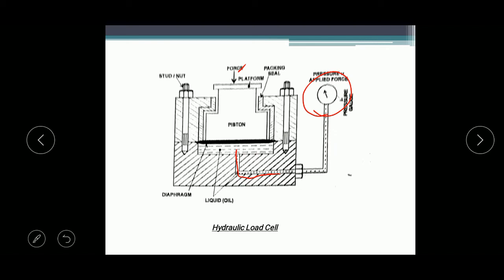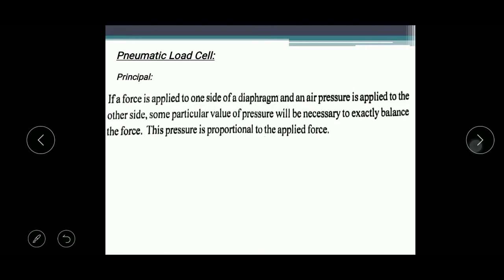Now if you see, this hydraulic load cell is sensitive to pressure changes. So the load cell should be adjusted to 0 setting before using it to measure force. Next, we will see the pneumatic load cell.